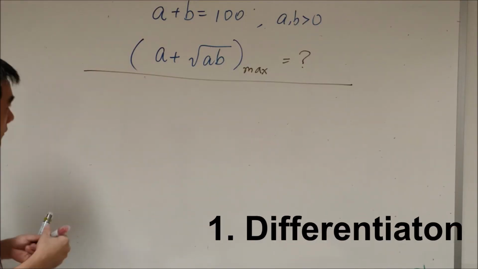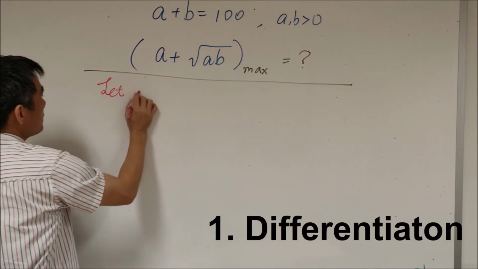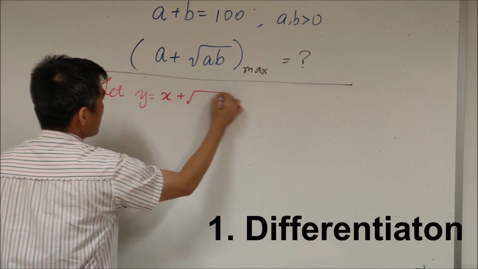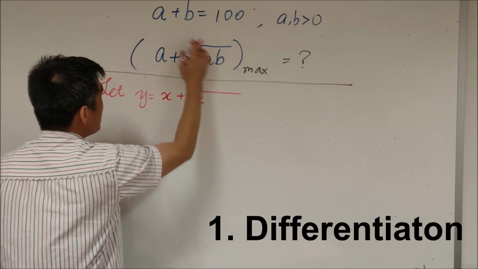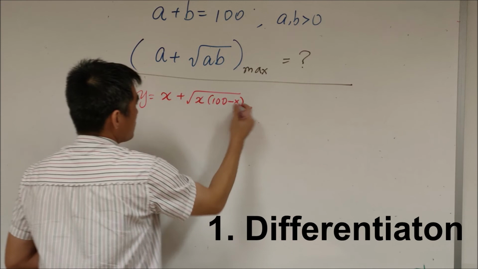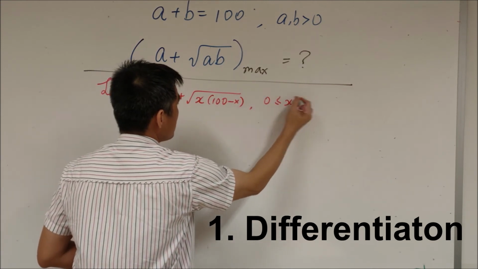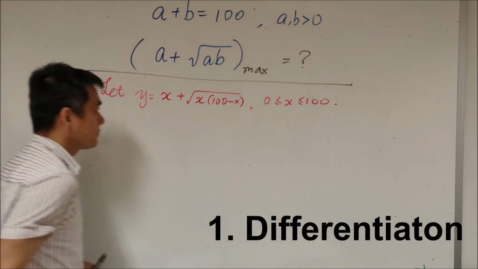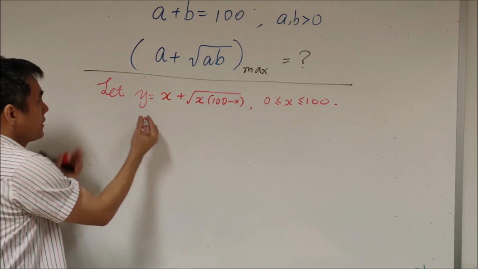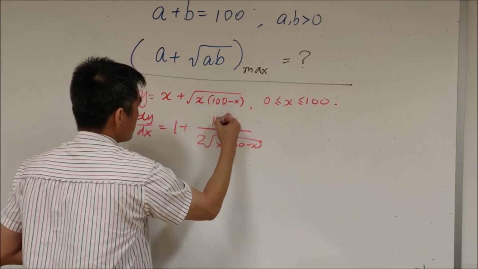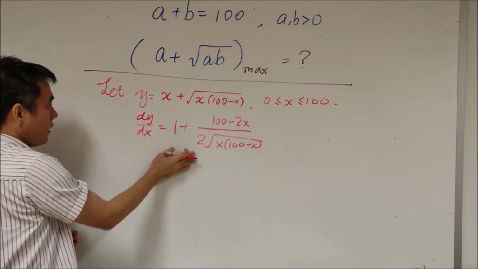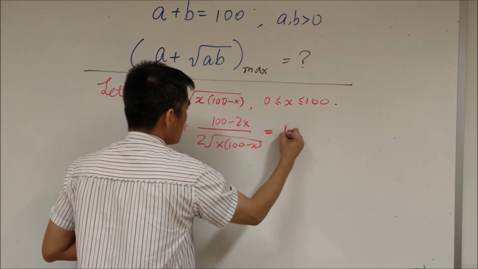Using differentiation, we will let y equal the expression, let a equal x, and b is 100 minus x. So for this case, x is in between 0 and 100. Now we are going to find the maximum of y. dy/dx equals this expression, and it is equal to 1 minus.